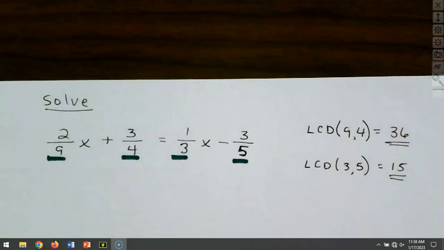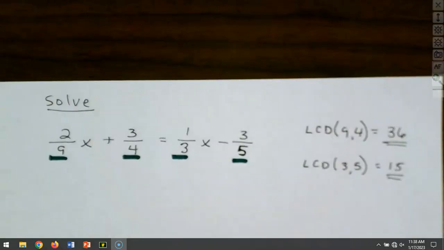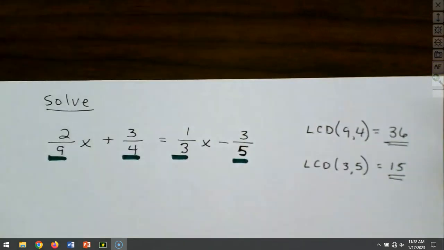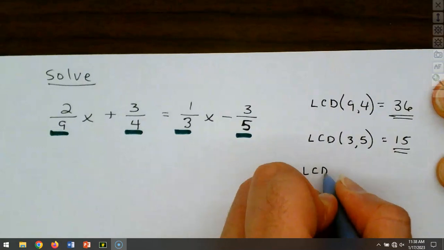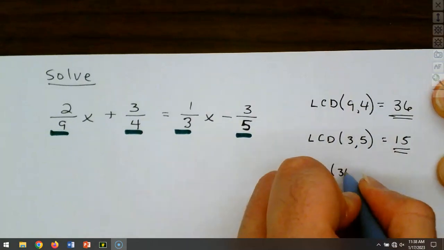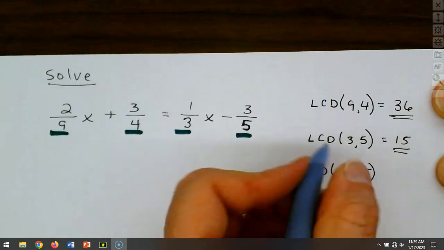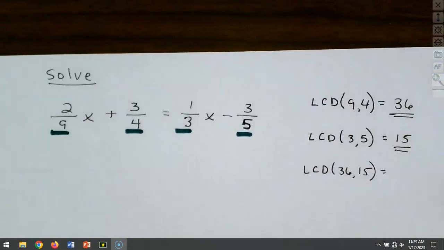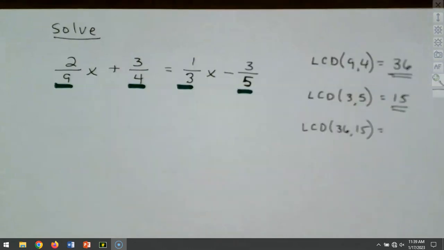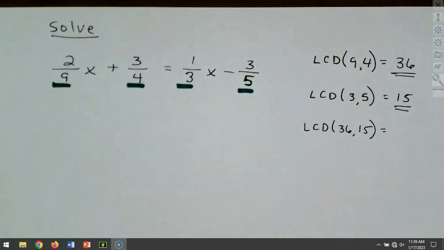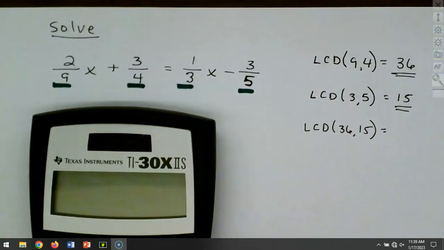So to do that, we need to find the least common denominator now of, and I'm going to show you how to do this, 36 and 15. So how do I find the least common denominator of 36 and 15? Well, they're pretty large numbers, right? Here's how you do it. Here's the absolute easiest way to do it.